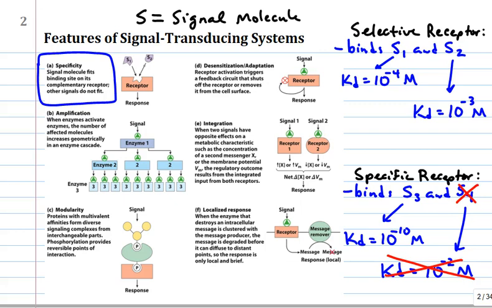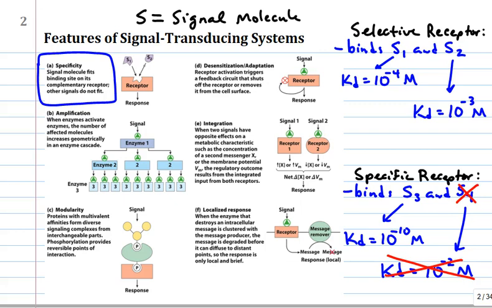Real quick, what are some other things about signal transducing systems we're going to encounter? The second one is amplification. Don't we want to be able to amplify the signal? Because one signal molecule binding to one receptor molecule, that's great, but that's going to be difficult to impact significantly what happens in the cell if we just have one signaling molecule binding one receptor and then that doing one thing. So we have ways of amplifying the signal, and we're going to go into how that can happen.